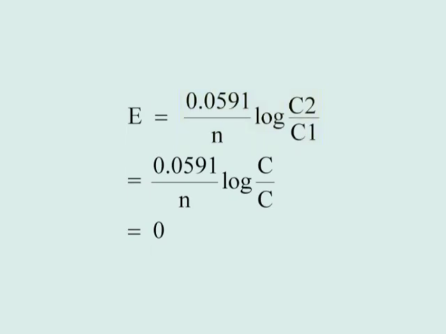Thus we see that at equilibrium, the concentration cell will stop working and will not generate EMF in case the concentration in the other two half cells becomes equal.